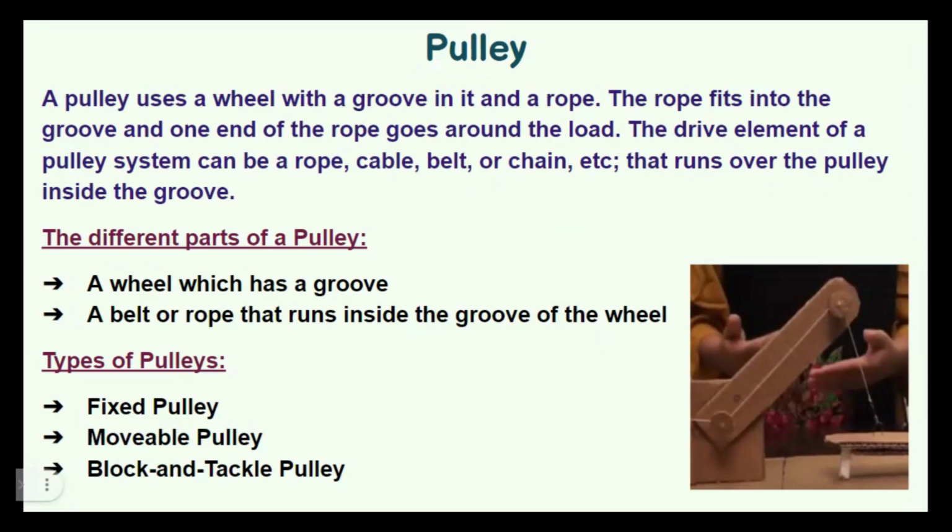A pulley uses a wheel with a groove in it and a rope. The rope fits into the groove, and one end of the rope goes around the load. The drive elements of a pulley system include ropes, cables, belts, or chains, etc. that run over the pulley inside the groove. The different parts of a pulley include a wheel, which has a groove, and a belt or rope that runs inside the groove of the wheel. There are mainly 3 types of pulleys, which are fixed pulley, movable pulley, and the block and tackle pulley.